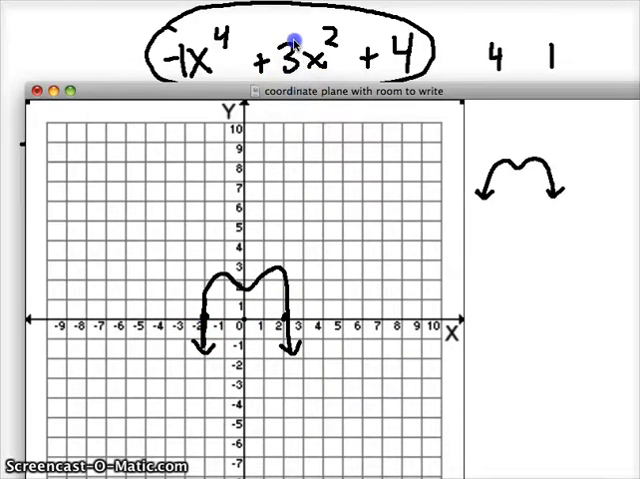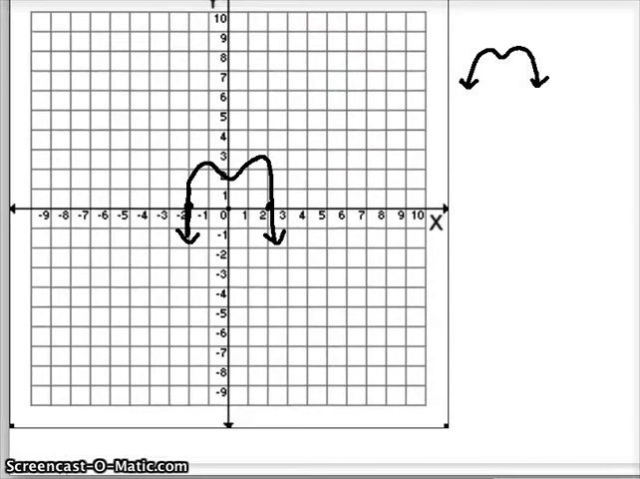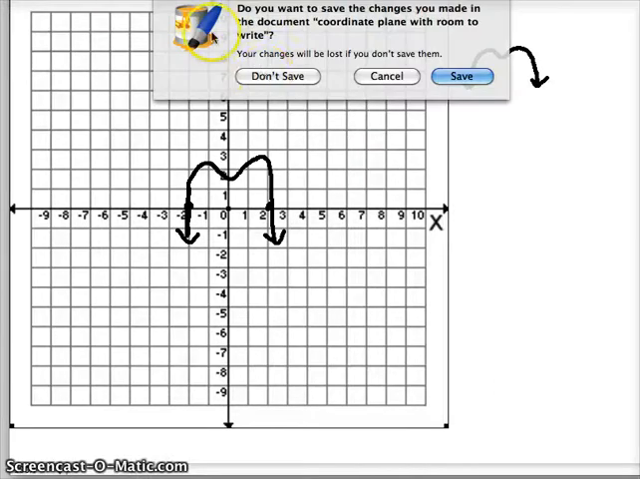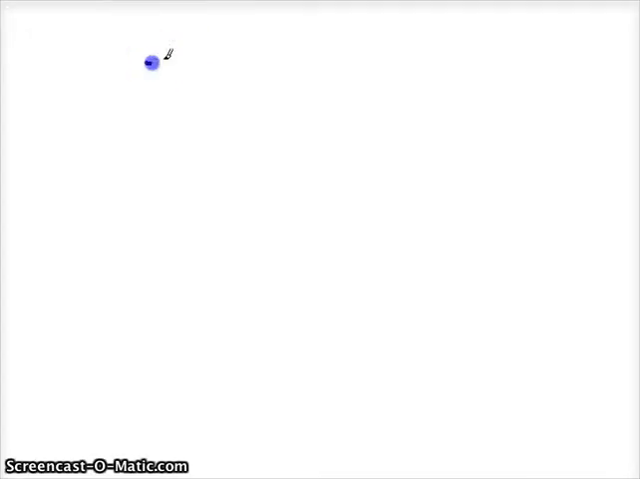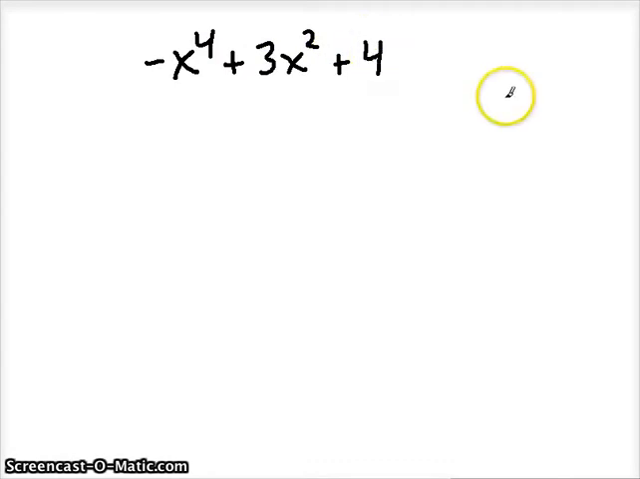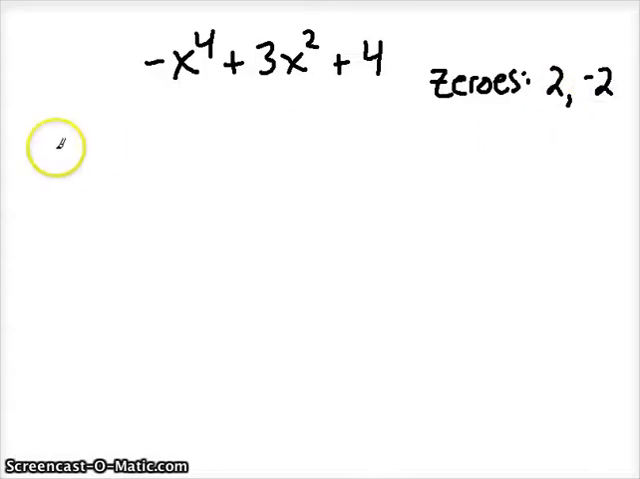Okay. So knowing that information, let's use synthetic division and prove it algebraically. So I'm going to set this back up here. -x⁴ plus 3x² plus 4. I know that my zeros, looking at my graph, were 2 and -2. I'm going to use one of them and put it in the box. I'm going to use +2 because that's usually easier.